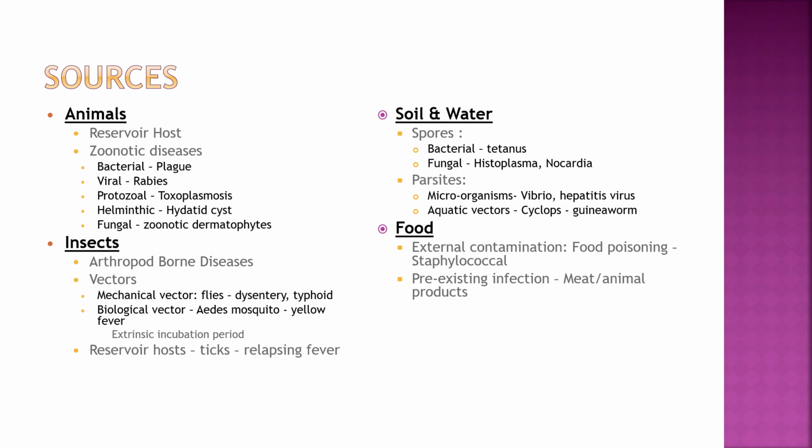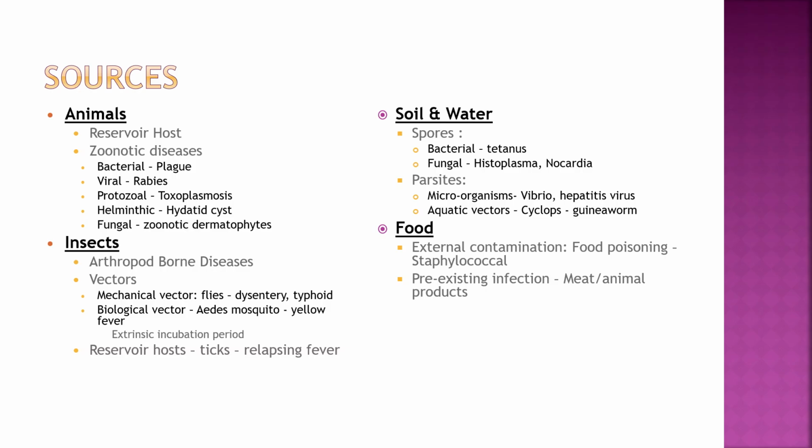Then insects, they are called arthropod borne diseases, so they are vectors. They can be mechanical vectors like flies, they cause dysentery, typhoid. Biological vector, like the Aedes mosquito, causes yellow fever. So mechanical vector is when there is no multiplication or fertilization. Biological vector is when some sexual cycle is present in that vector.